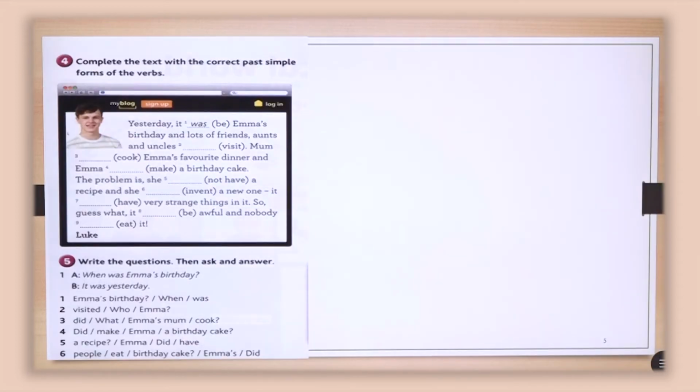Let's move on. Okay, in exercise 4, you're going to complete the text with the correct past simple forms of the verbs. You have the verbs in the brackets and try to put them into past simple form. I will give you some time.